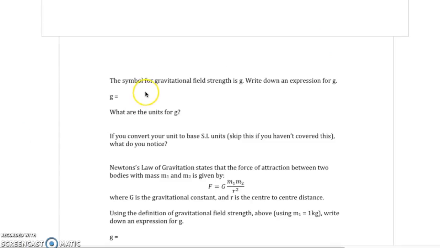The symbol for gravitational field strength is g, and g is the force per unit mass, so force divided by mass. And so you can see that force is in newtons and mass is in kilograms, so the units are going to be newtons per kilogram, or N kg^-1.